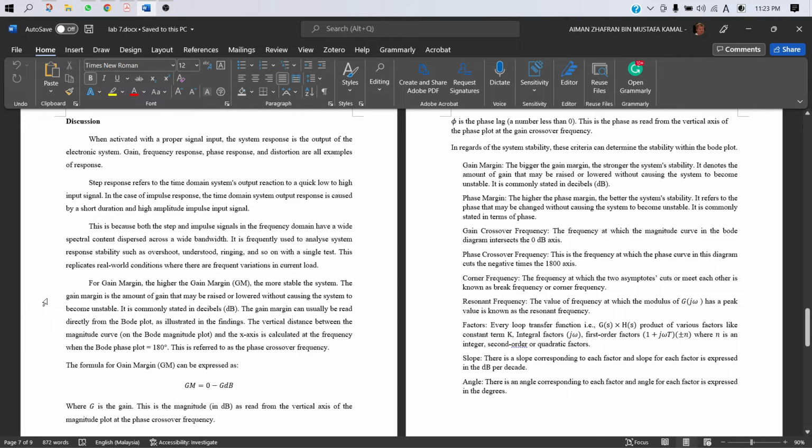For gain margin, the higher the gain margin, the more stable the system. The gain margin is the amount of gain that may be raised or lowered without causing the system to become unstable. It is commonly stated in decibels. The gain margin can usually be read directly from the Bode plot, as illustrated in our results. The vertical distance between the magnitude curve and the x-axis is calculated at the frequency when the Bode phase plot equals 180 degrees. This is referred to as the phase crossover frequency.